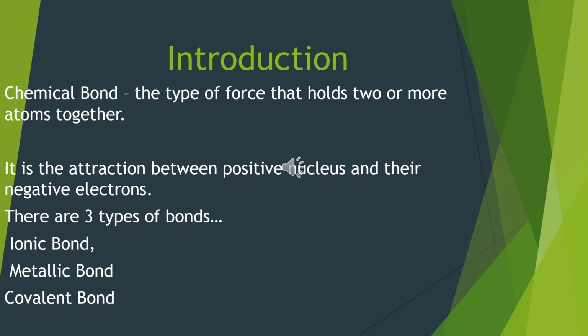Introduction about chemical bond. The force that holds two or more atoms together is called chemical bond. In other words, it is the attraction between positive nucleus and their negative electrons. So there are three types of chemical bonds. One is ionic bond, and next is metallic bond, and another one is covalent bond.